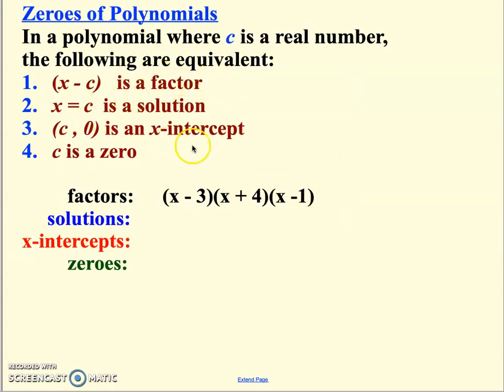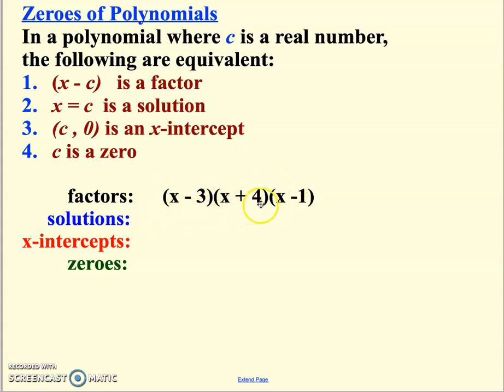Now, we've used all these terms off and on, even in past chapters, but usually not lumped them all together. It's good at one point to tie these ideas together. So what's the difference between a factor, a solution, an x-intercept, and a zero? It's a real subtle difference. It's really about how you write things, not so much that they're a whole lot different, because they're definitely intertwined ideas. Factors, of course, we've seen plenty of factors.